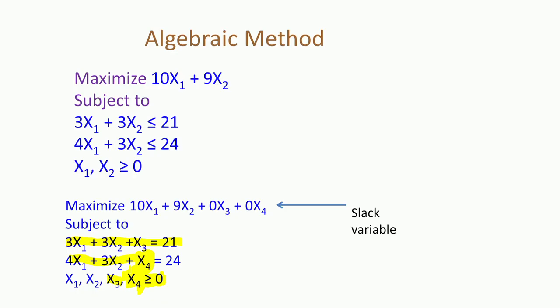Therefore, x4 is greater than or equal to 0. So, the given problem maximize 10x1 plus 9x2 subject to 3x1 plus 3x2 less than or equal to 21, 4x1 plus 3x2 less than or equal to 24, x1 x2 greater than or equal to 0 is now written as maximize 10x1 plus 9x2 plus 0x3 plus 0x4 subject to 3x1 plus 3x2 plus x3 equal to 21, 4x1 plus 3x2 plus x4 equal to 24, x1, x2, x3, x4 greater than or equal to 0.